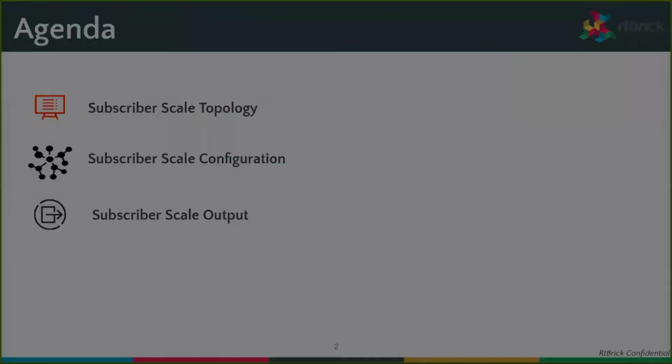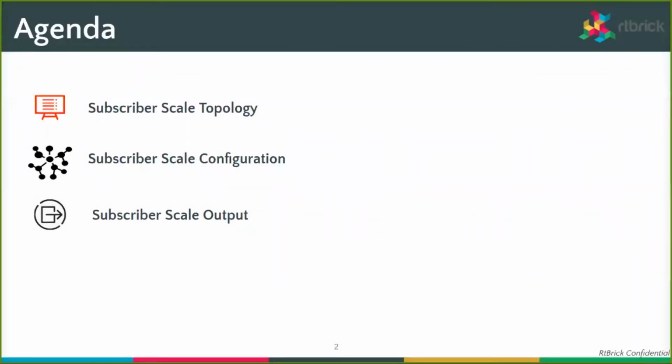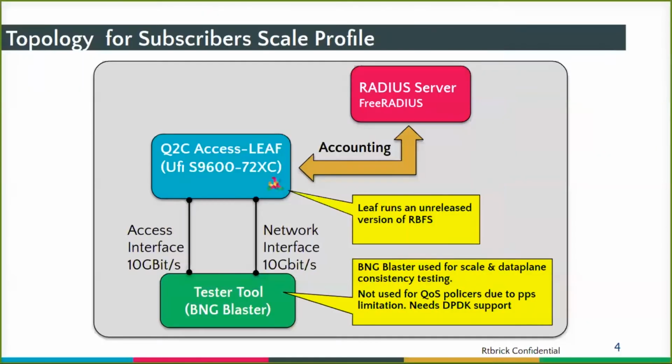Performance at scale is the agenda of the demo, which is split up as subscriber scale topology, subscriber scale configuration, and it ends up with subscriber scale output finally. Topology for today's demo is a Q2C 72XA access leaf with BNG Blaster and Ixia as tester tools.